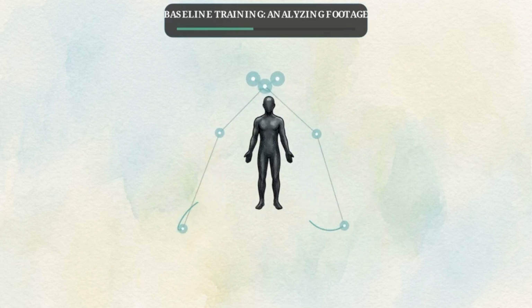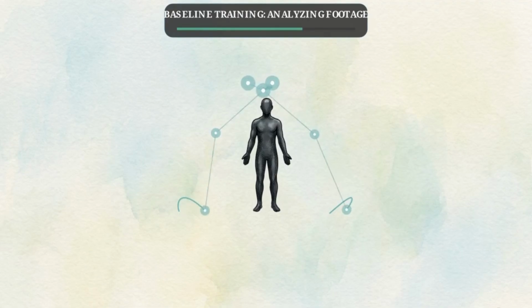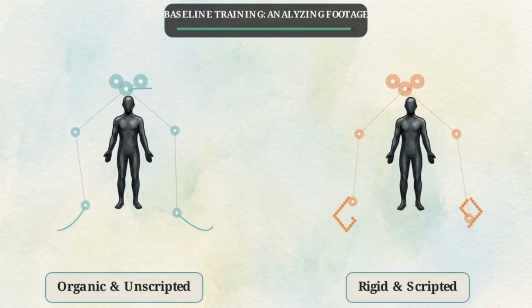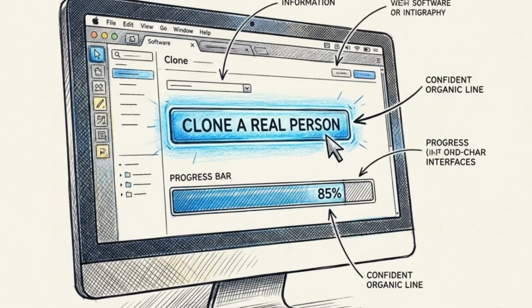To train the model, you must deliver an unscripted physical performance. Use natural hand gestures, let your eyes dart, and tilt your head normally. Reading rigidly from a script produces stiff, unusable avatars. Once your 15 seconds are recorded, open HeyGen, navigate to the Clone a Real Person module, and upload your baseline footage directly into the system.